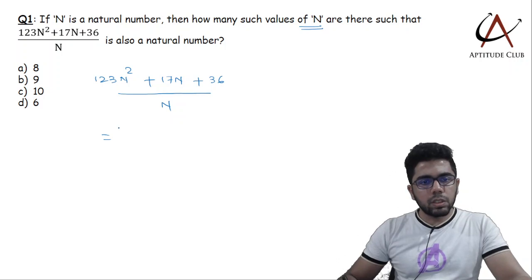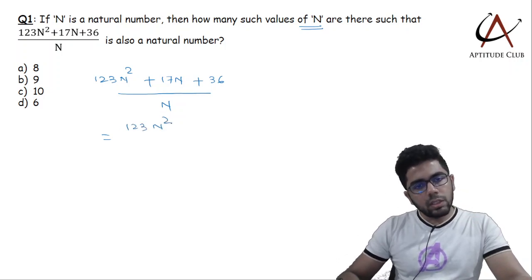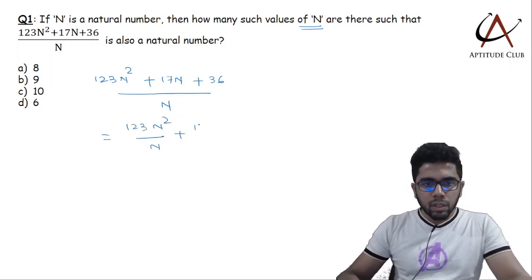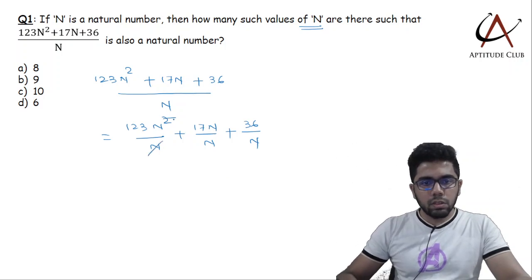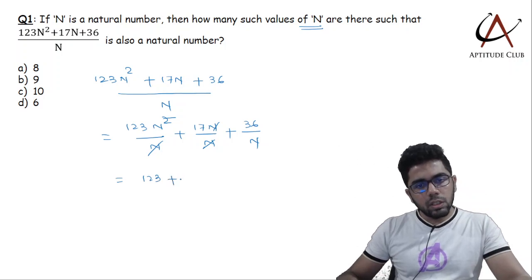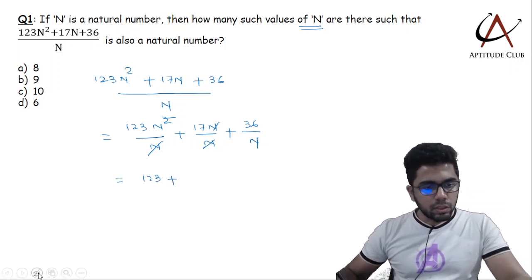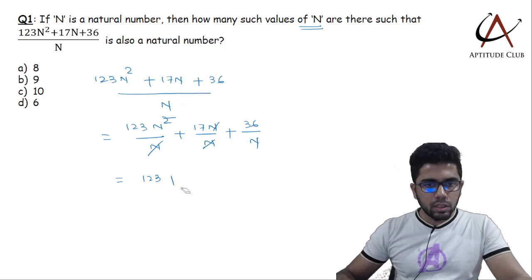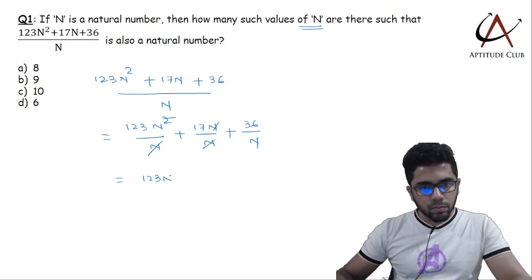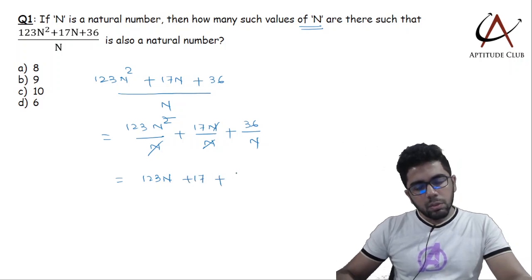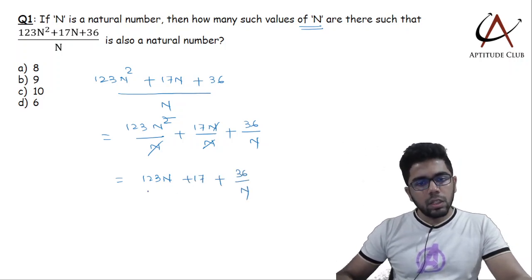So let's open this up a bit. It is 123n square divided by n plus 17n divided by n plus 36 divided by n. Now n here is divisible, so that cancels out, because this is also divisible. So I get 123n, sorry, one n will remain. So 123n plus 17 plus 36 by n. Now this of course is a natural number.